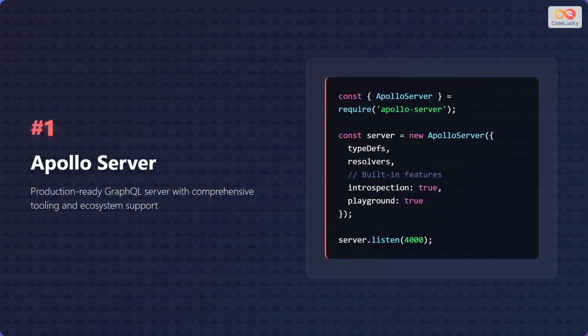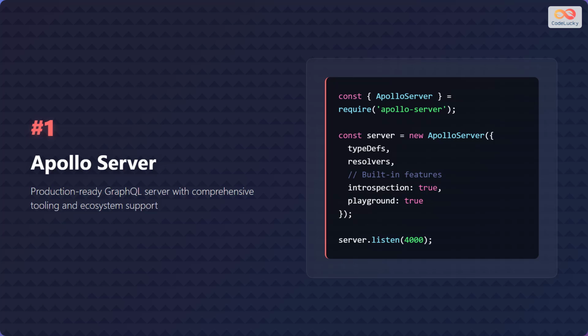First on our list is Apollo Server. Apollo Server is a production-ready GraphQL server with comprehensive tooling and ecosystem support. It offers built-in features like introspection and a GraphQL Playground, making it easy to build and deploy GraphQL APIs.